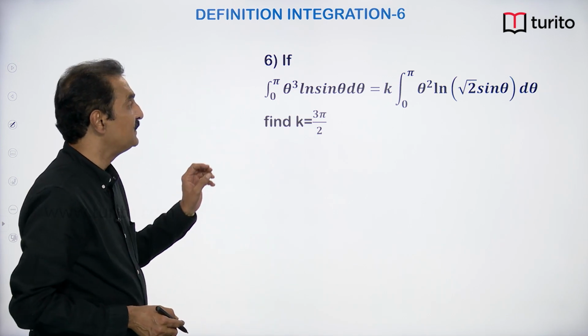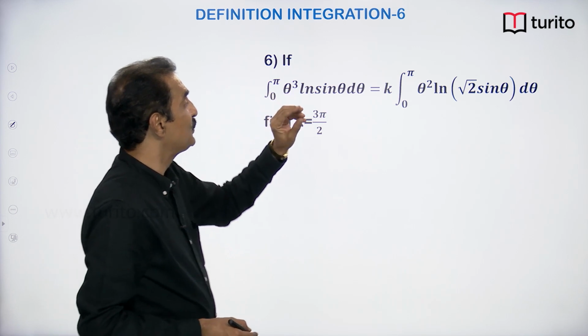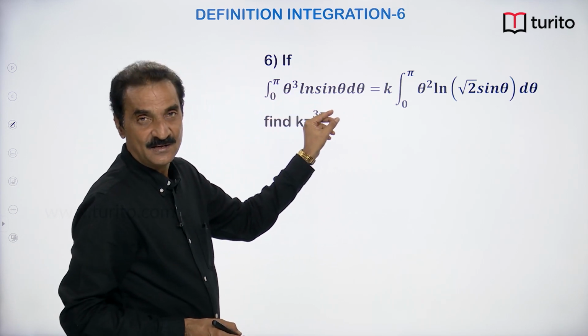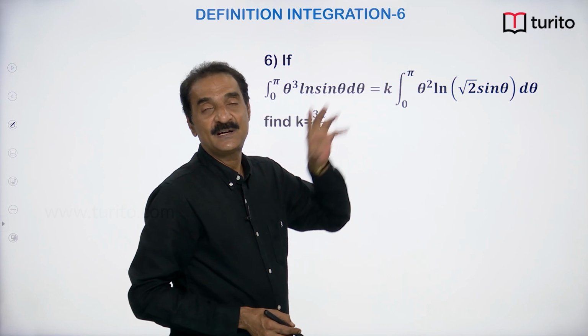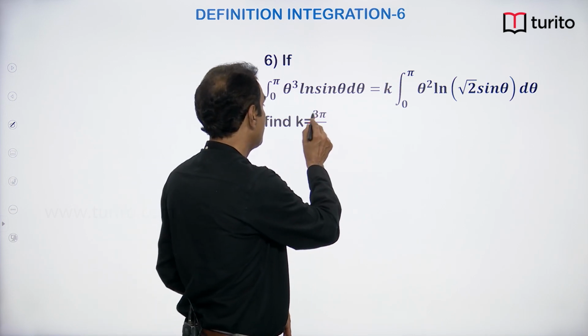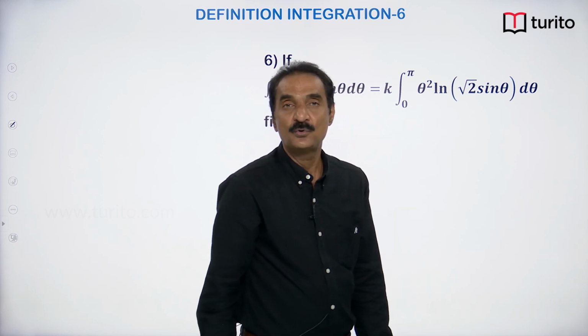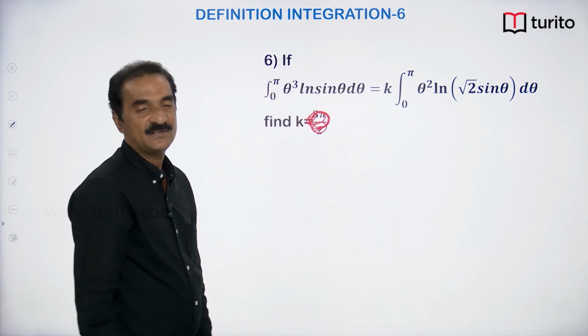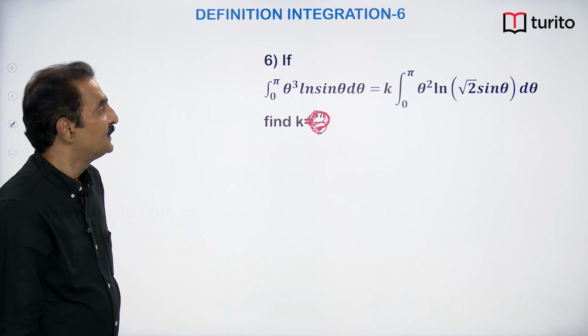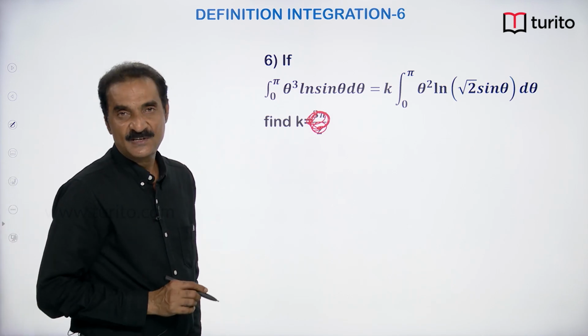Integral 0 to pi theta cube into log sin theta d theta is equal to k integral 0 to pi theta square into log (root 2 sin theta). Then find k, that is the question. Let us take LHS.